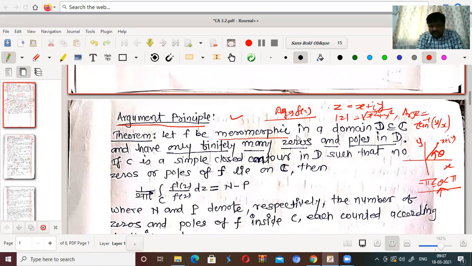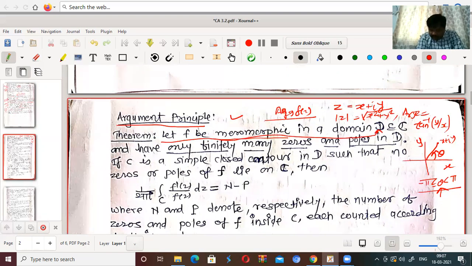Let f be meromorphic in a domain D. That means either f is analytic at every point in D, or it has isolated singularities in D, which is a subset of C, and it has only finitely many zeros and poles in D.